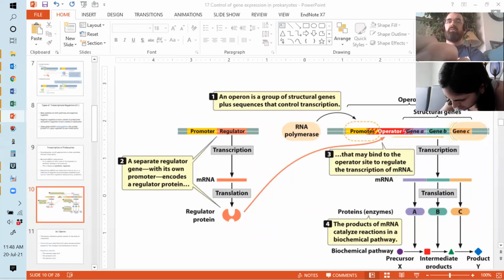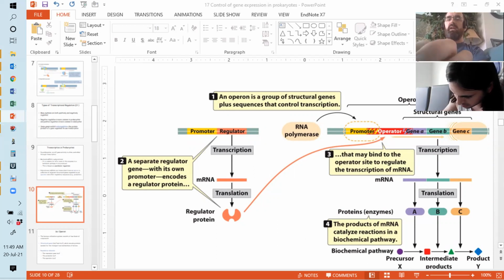So basically a cistron equals coding region. Didn't we go over that? Yeah, we went over that in transcription in prokaryotes. Hang on, give me a second, I'll pull that up. So polycistronic, if I can spell it right, equals multiple coding regions in one mRNA.